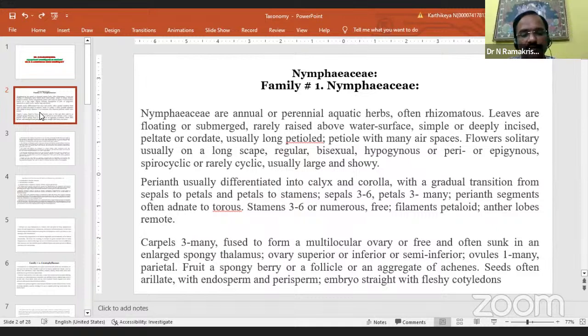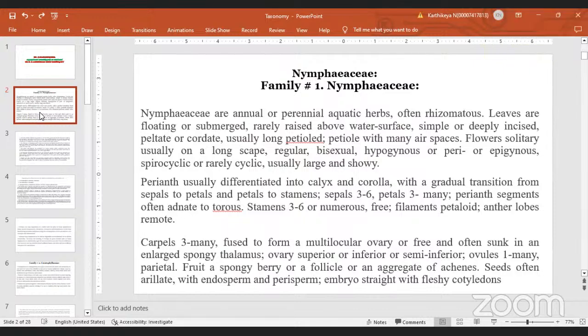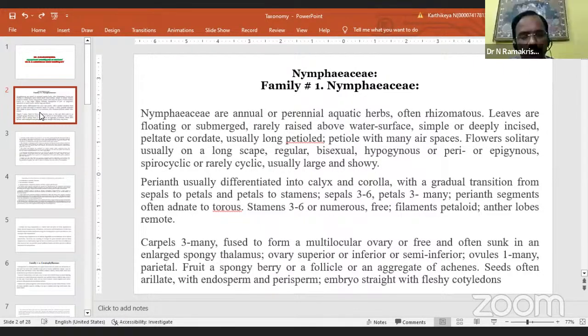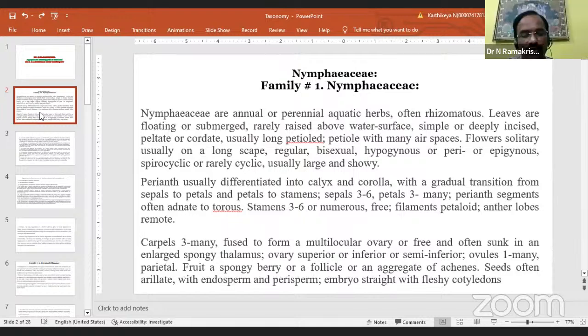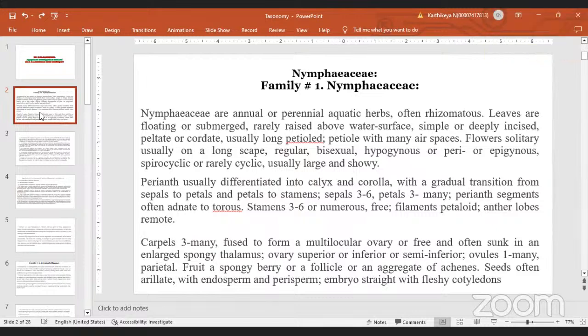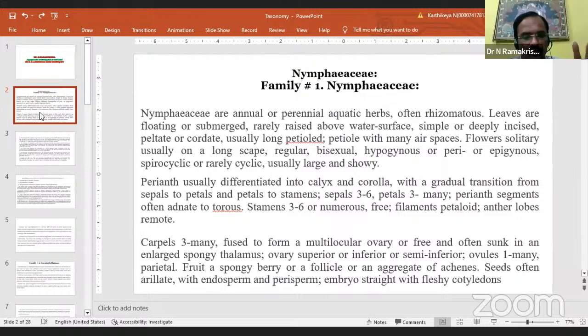Classifications: how many types of classifications? Four types, with different criteria. One is origin, that is, origin and development of initiating cells. How many types are there? Three types: pro-meristem, primary meristem, and secondary meristem. So these three are based on origin and development of initiating cells.